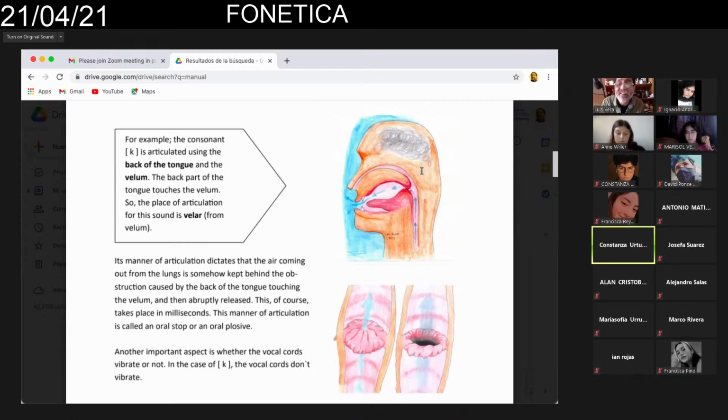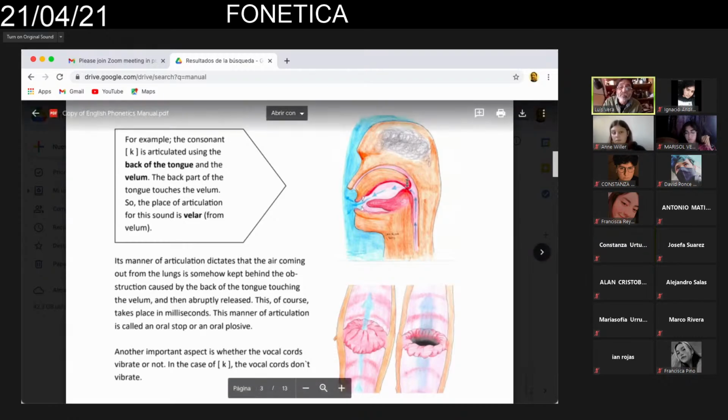Can you repeat the question? What consonant is possible to be made in this position? K, G. Excellent. Very good, very good.